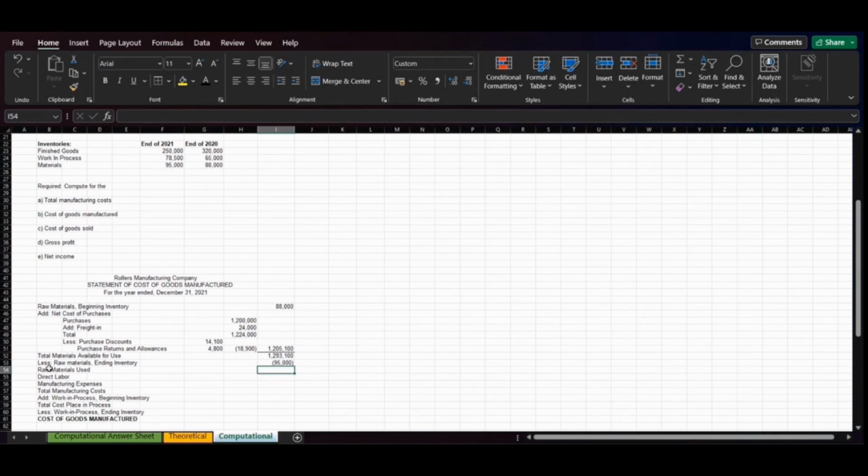So, para makuha natin yung raw materials used, to compute for that, minus natin yung total materials available for sale sa ending inventory ng raw materials. So, dito, ayan, 1,198,100. So, sa direct labor, may nakalagay naman na dito.